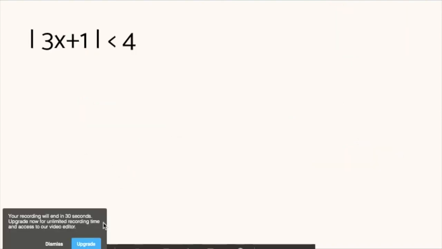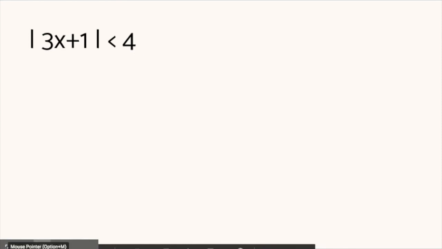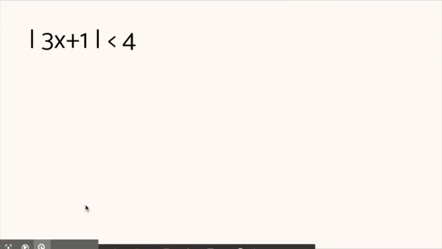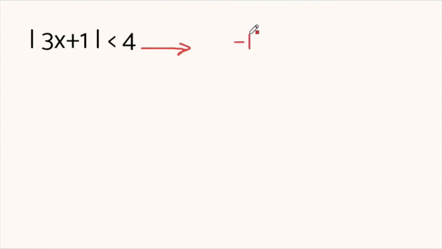Now we have a less than question. With less than, as you remember, we followed the "and" rule. So if we go back to our rule slide, as you can see, with less than, we had whatever's in the absolute value, and it's going to be negative C less than the expression, less than the value C. So going back to our question, if we rewrite this with that rule, we're going to get -4 less than 3x plus 1 less than 4.